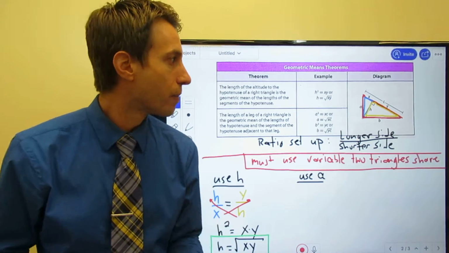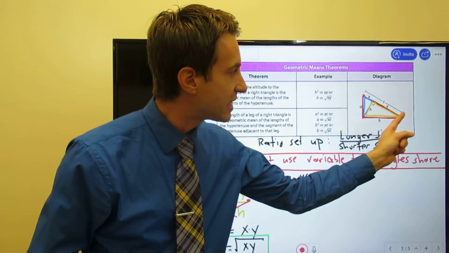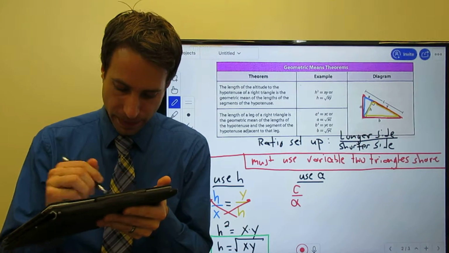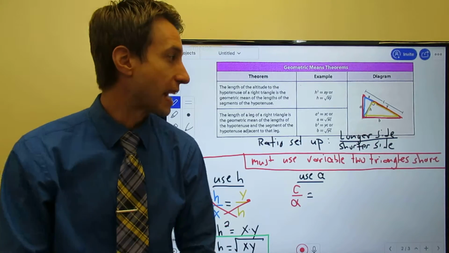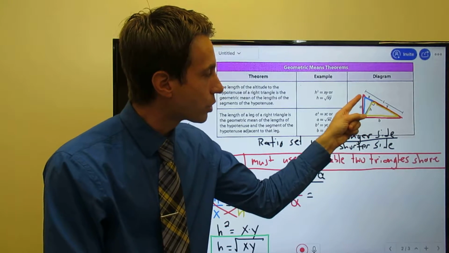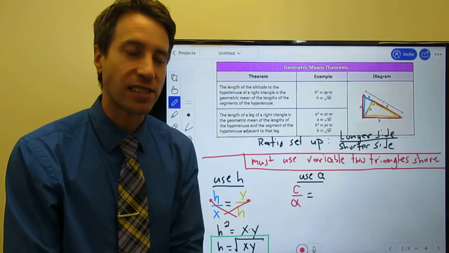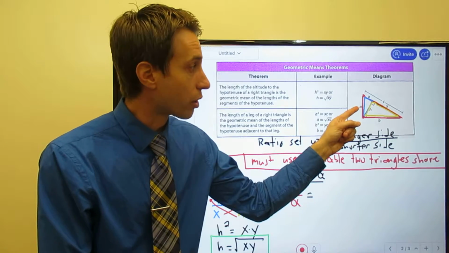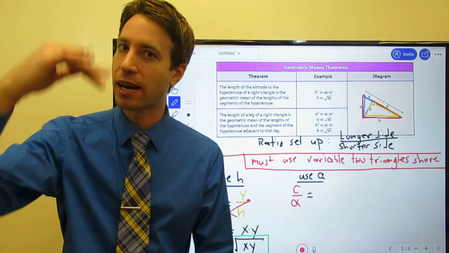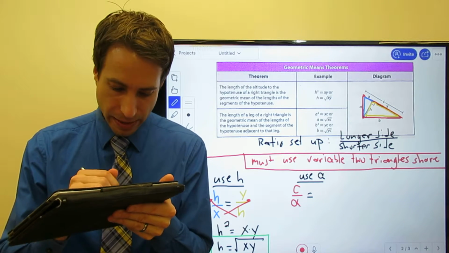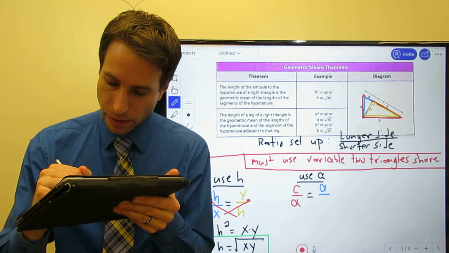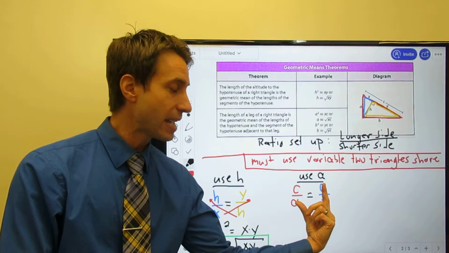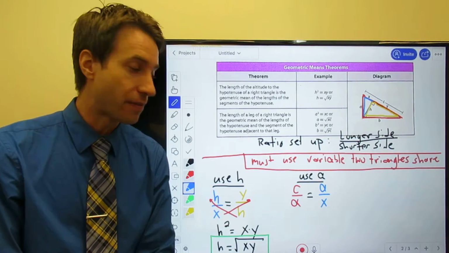But which is longer? Well, for the red triangle, C is the longer side, so it would be C over A. That's all going to be equal to, once again, for my blue triangle, which also shares side A, and then of course I have side X. But in this case, now A is the longer side, X is the shorter side. We always said we put longer side on top, shorter side on the bottom. So for the blue triangle, this one will be A over X. Well, now that I've set up my proportion, again, A is the same in both ratios. They both have the variable A.